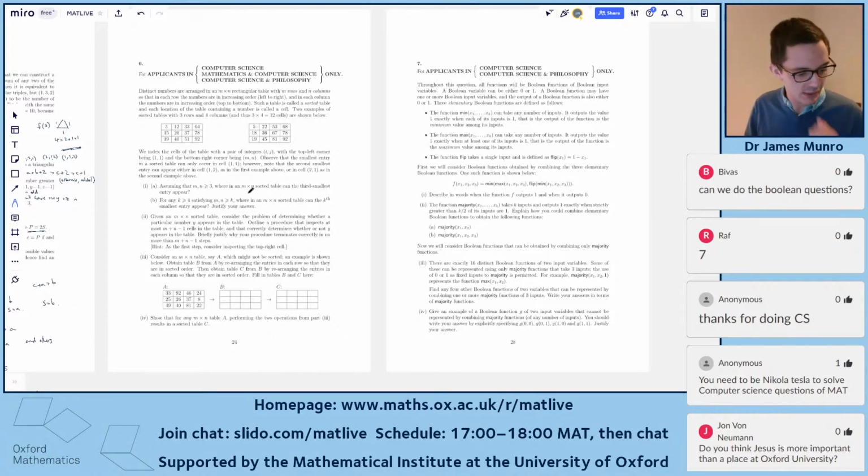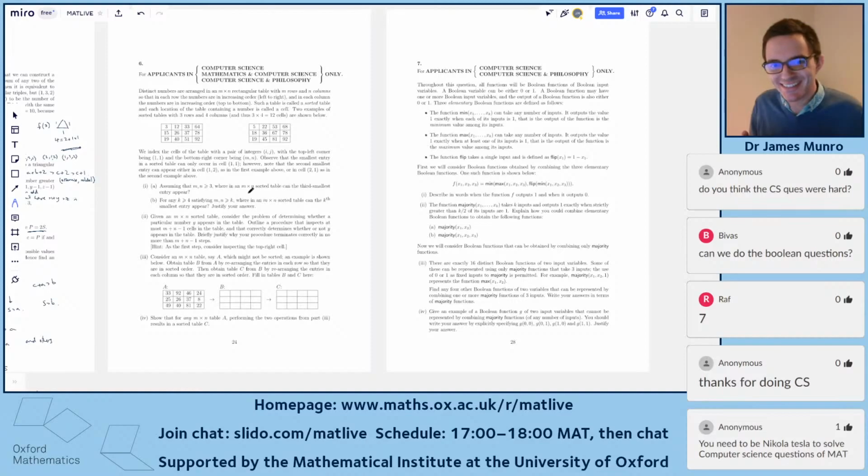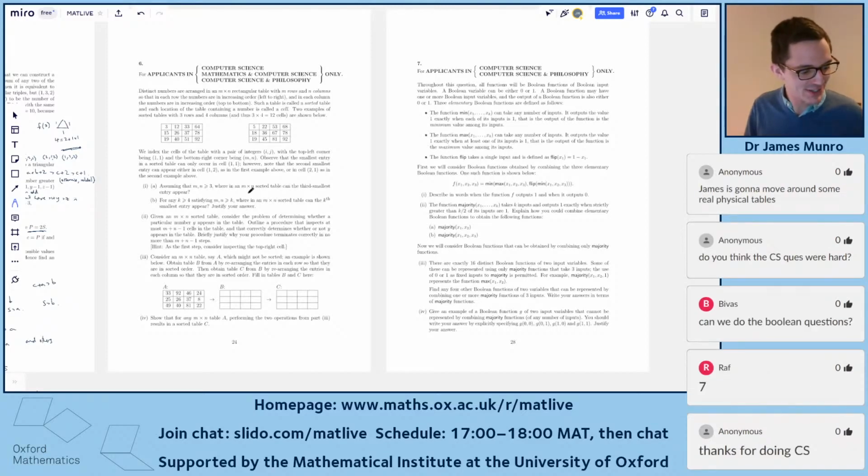Do I think these are hard? Right, okay, so full disclosure, I'm not a computer scientist. I didn't study computer science at university. This is not a skill set that I've been practicing. Let's go with that. Question 7, another vote for question 7.